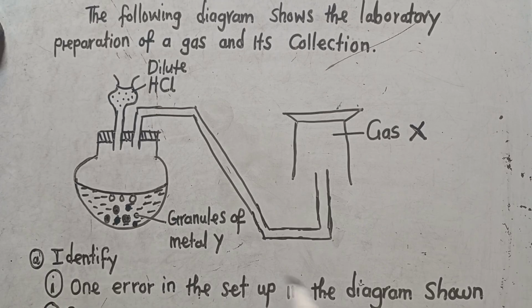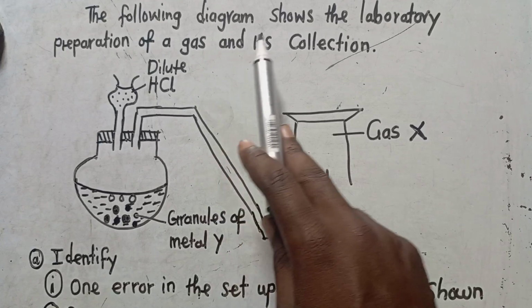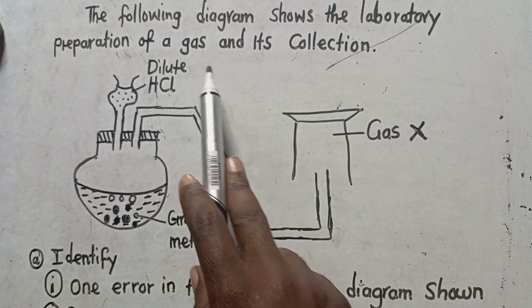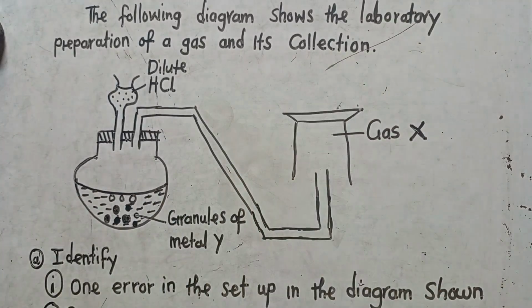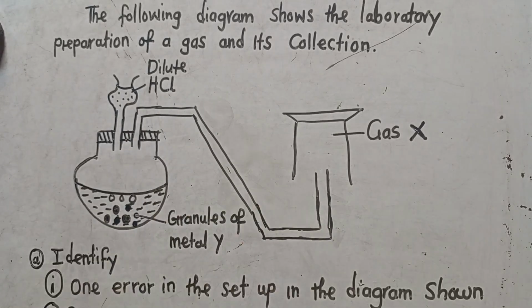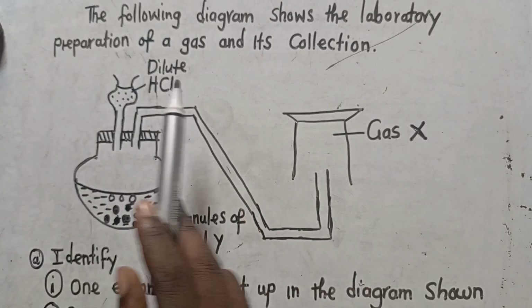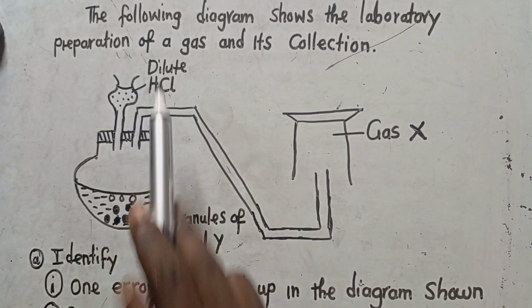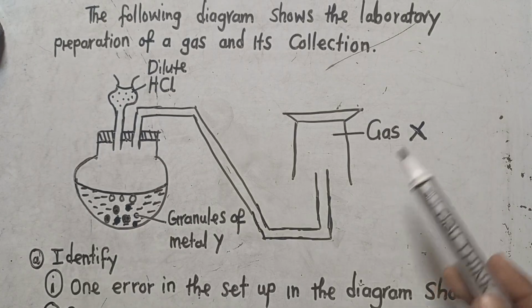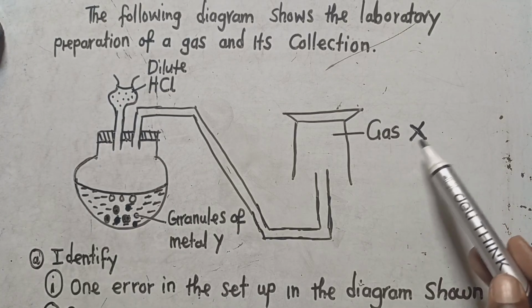The question is saying, the following diagram shows the laboratory preparation of a gas and its collection. This is what is shown. This is what we are given here. So I want you to understand this information here. We've got dilute hydrochloric acid. Here we've got granules of metal Y. Here we've got gas X.